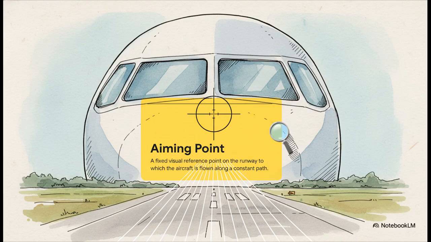Now, your aiming point is your absolute target. The very first thing you need to do after disconnecting that autopilot is to lock this point right onto your windscreen. If you were watching it while the autopilot flew the ILS, you notice it's sitting perfectly still on the glass. So when you take over manually, your job is to physically fly the aircraft along that exact same constant path so that aiming point never, ever moves.